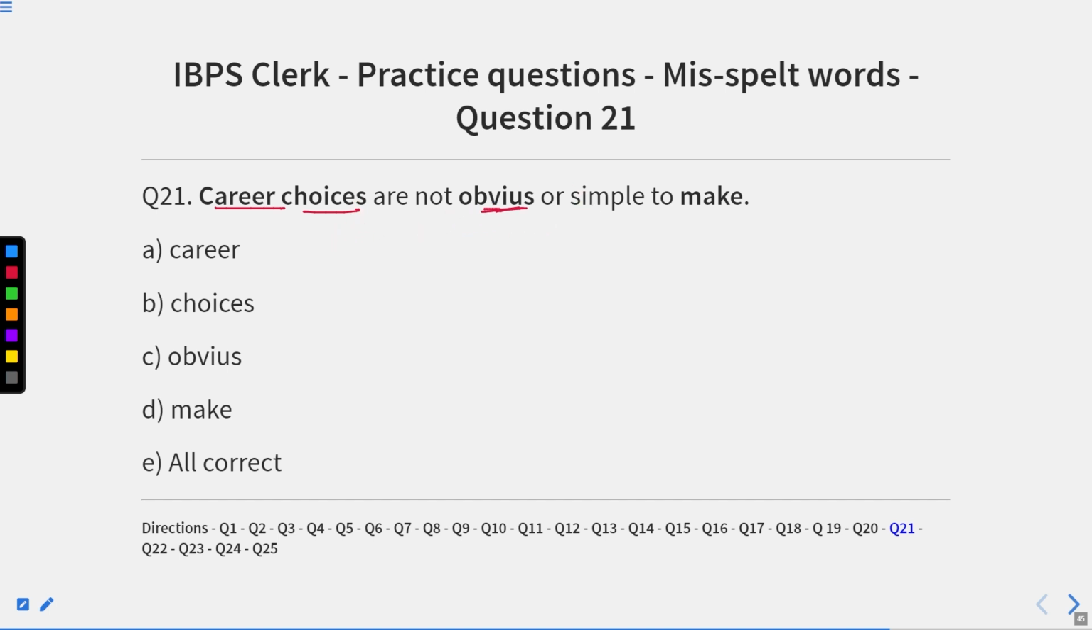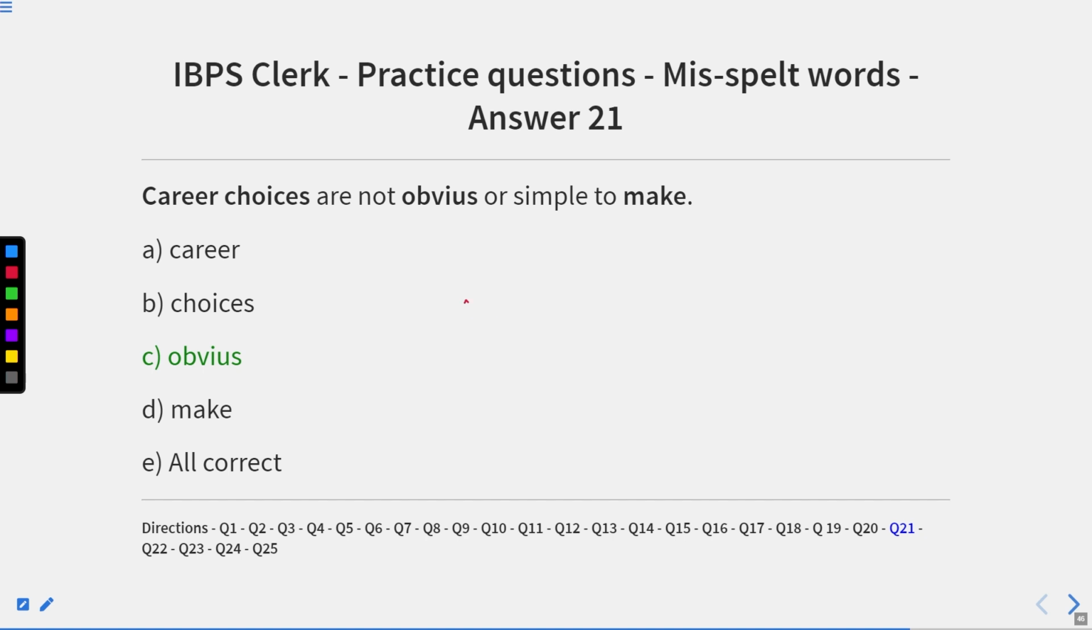Are not obvious and simple to make, the spelling of make is also correct, only the spelling of obvious is incorrect. So our answer is C, that is obvious, and the correct spelling will be OBVIOUS, obvious. When we talk about any word that ends with the us sound, there we have the spelling OUS, the OUS suffix we use over there. Now let us move to the next question.